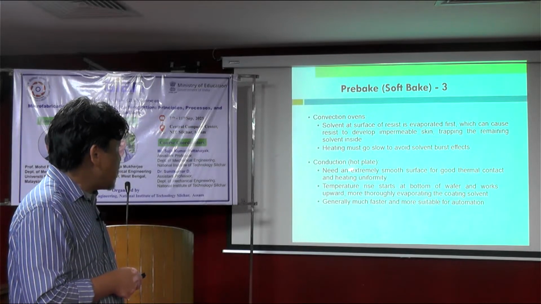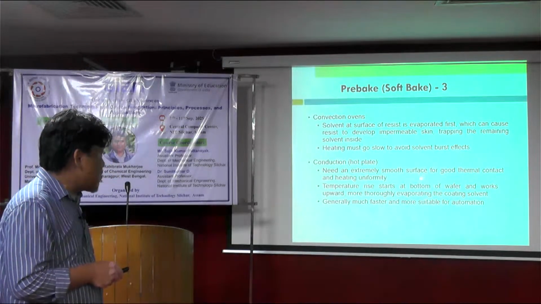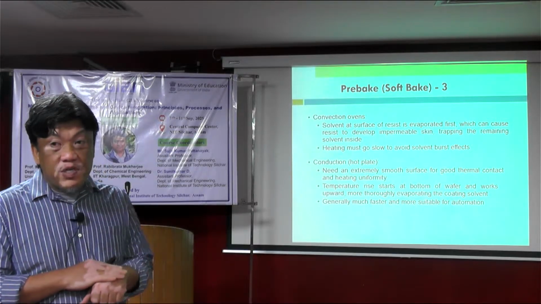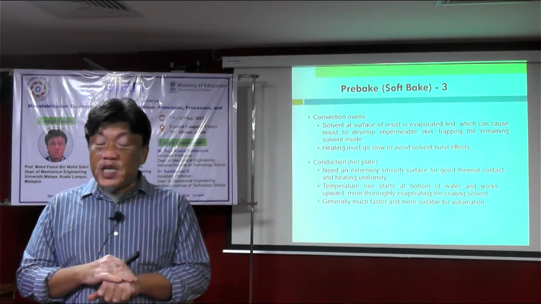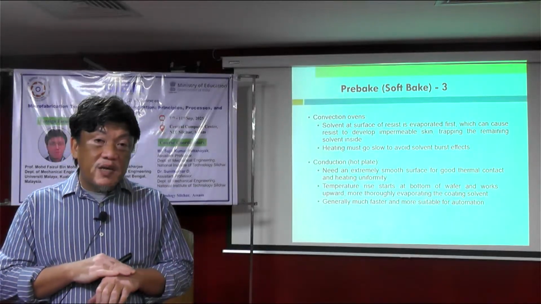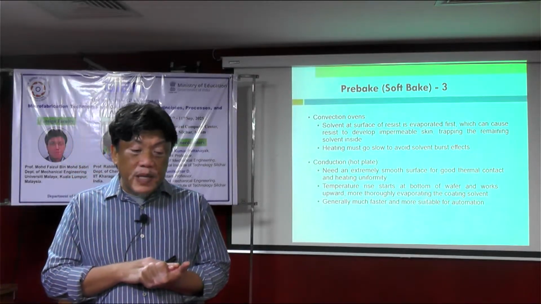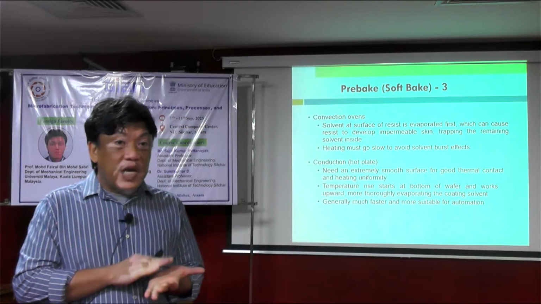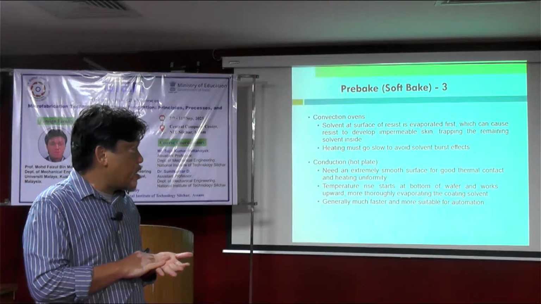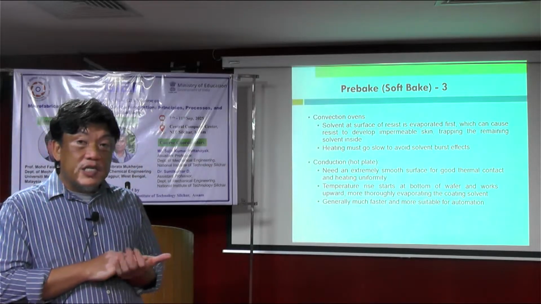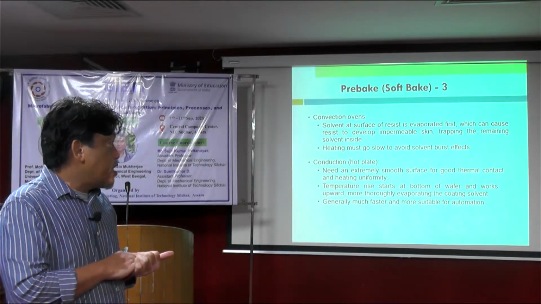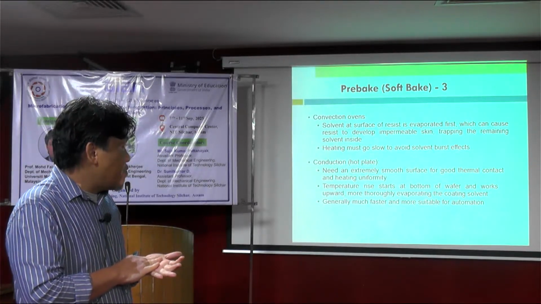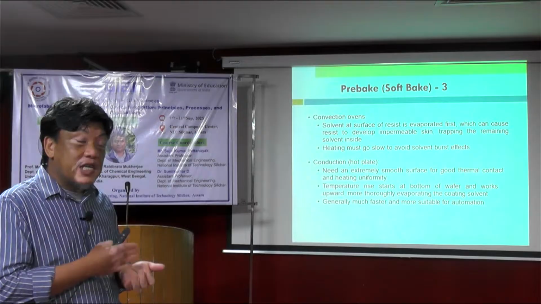And conduction with a hot plate needs an extremely smooth surface for good thermal contact and heating uniformity. So for both sides, the substrate might be very smooth, very flat, but somehow the surface of the hot plate is not that smooth. So we have to make sure that the contact between the substrate and the hot plate is good, so that every point will have contact with the hot plate so that heat can be transferred accordingly.